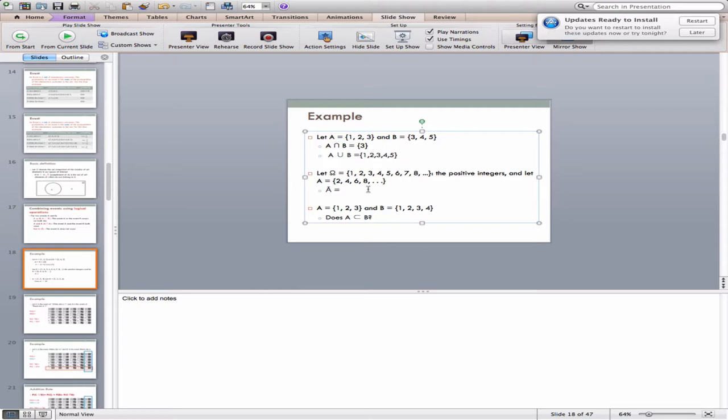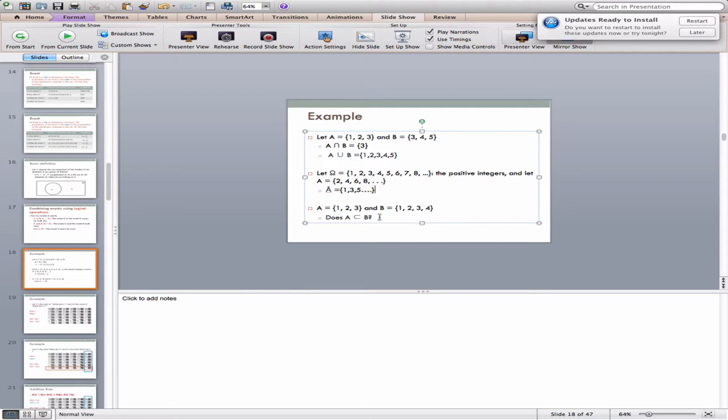The next question: let omega, the whole sample space, be the natural numbers, 1, 2, 3, 4, up to infinity, the positive integers. Let A be the positive even numbers, 2, 4, 6, 8. What's A complement, A bar, the complement of A? Anything in the sample space but not in A. The sample space is all positive integers, right? So A is all positive even numbers. So what's the complement of A? It's anything in the sample space but not in A. It's going to be the odd positive numbers. Okay, so A complement is 1, 3, 5, and so on.